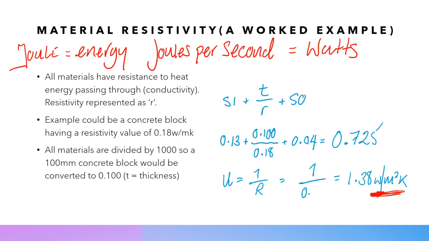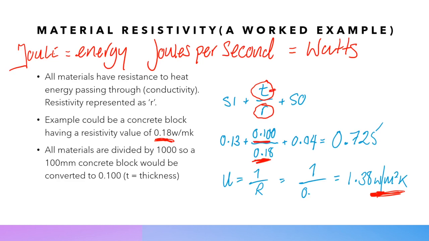be travelling through. So all materials are divided by 1,000, so a 100 millimeter concrete block would be converted to 0.100. So that's T, that's the thickness. So this here, 0.18 watts is the resistivity. You can see it there, and obviously the thickness is there.